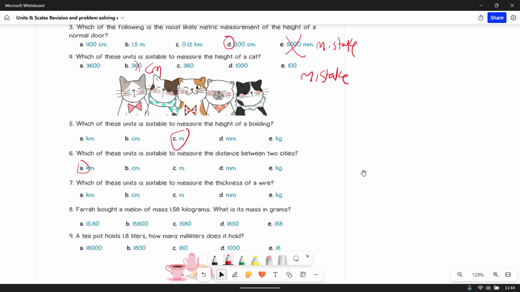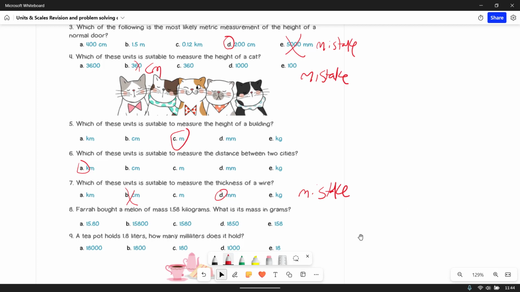Which of the units is suitable to measure the thickness of a wire? Right, wires are really, really small, so you really want millimeters. So actually, I would disagree with that one. Let's say that, mistake. Can change that in the answers.